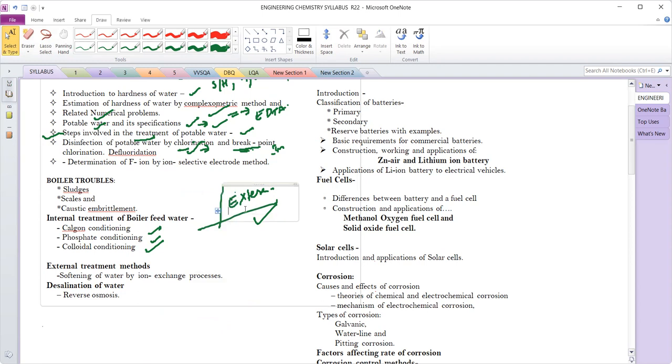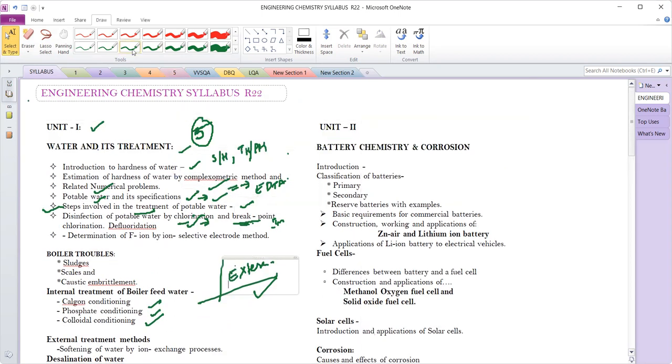So let us see what the different topics are in battery chemistry and corrosion. Here also, very important topics are there. First one is the classification of batteries: the primary battery, secondary battery, and then we also understand the reserve type of batteries. All of you clear? So what is the importance of reserve batteries? With examples we will discuss here.